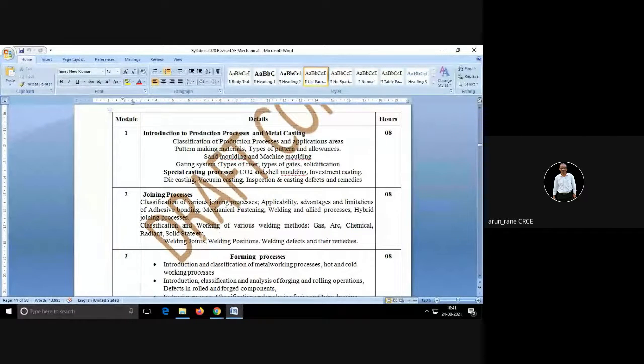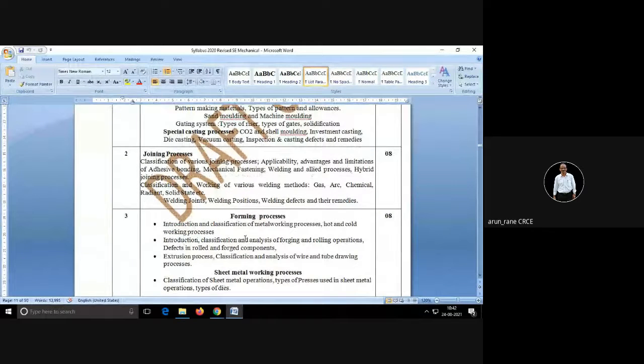Then joining processes like bolting, welding, riveting. This you are familiar with. Riveting, you must be familiar. Like when you travel by railway, and if you happen to stand on the bridge, you will see riveted plates. The bridges are made up of riveted plates. On the sides also, you can see the riveted plates. So those are permanent joints. Welding itself is very vast.